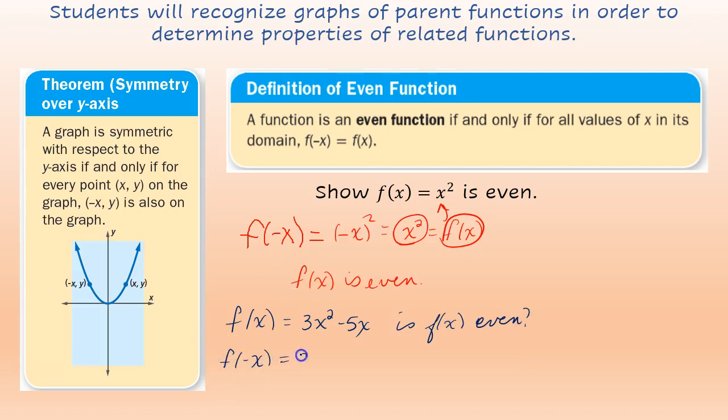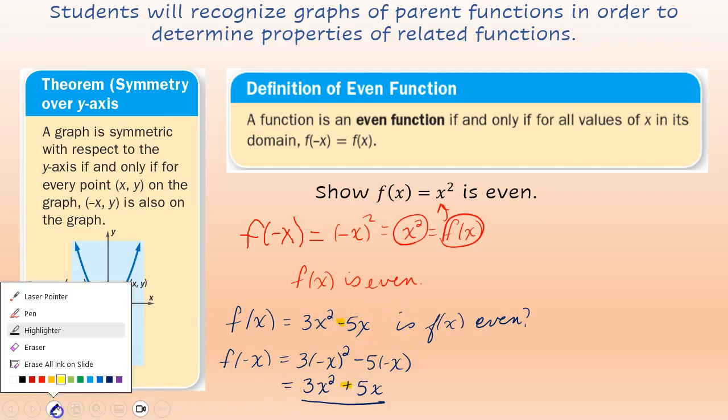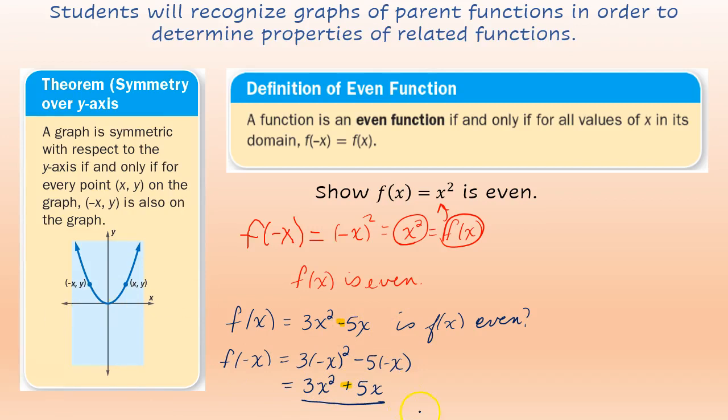So we now have 3 times negative x squared minus 5 times negative x. When we evaluate that, we have 3 times x squared, but this time it's plus 5x. So since this is plus 5x and the original is minus 5x, that means that this is not even. Okay, so we would have a no for that one.